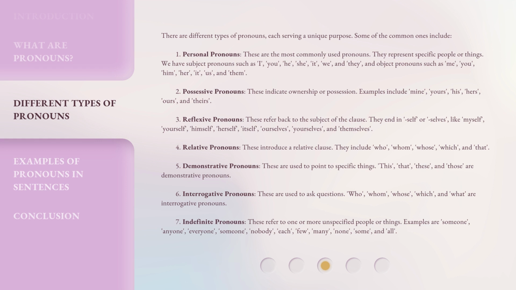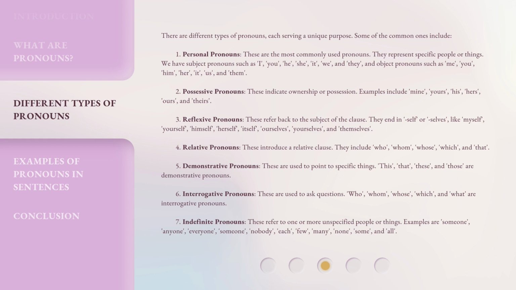4. Relative pronouns. These introduce a relative clause. They include who, whom, whose, which, and that. 5. Demonstrative pronouns. These are used to point to specific things. This, that, these, and those are demonstrative pronouns.